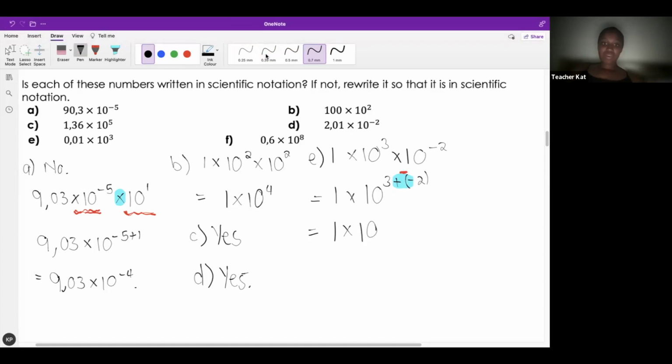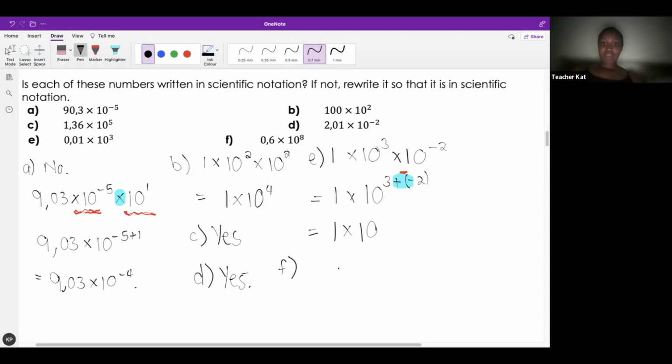Now, be careful. If you get an answer like this, why can't I just say equals 10? What was the instruction? To rewrite them in scientific notation. Now, if you write equals 10, you have defeated the purpose and you will lose your mark. Okay, so don't be tempted.